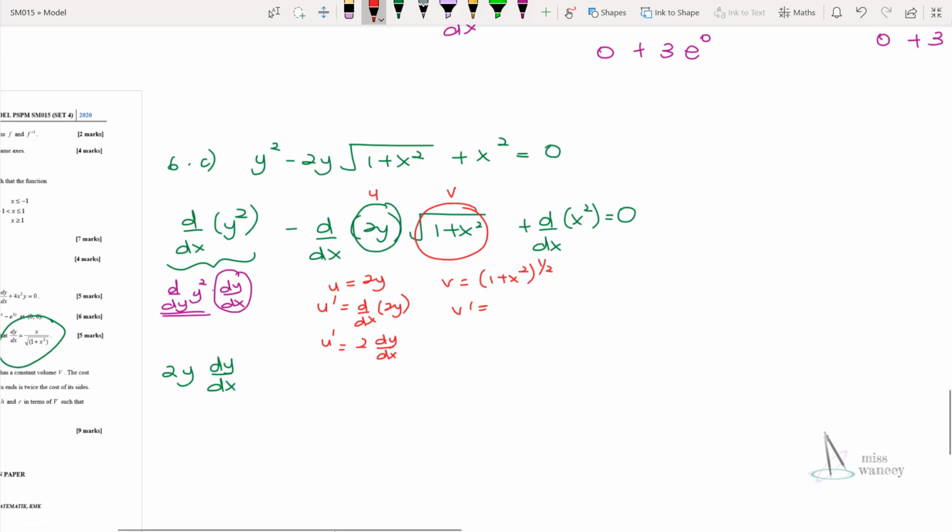Differentiating this for v prime, bring the power down first, copy down the function, but deduct 1 from the power, differentiating 1 plus x squared, we are going to get 2x. So it will become x over the square root of 1 plus x squared. So this is v prime. So u v prime, v u prime.